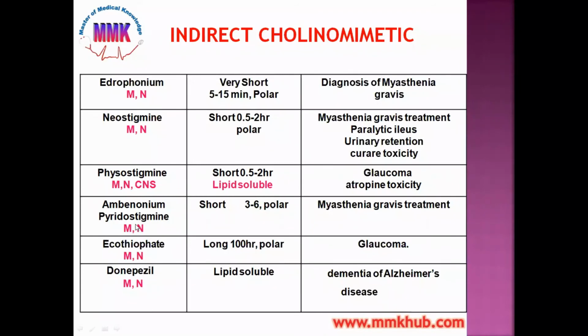Ambenonium and pyridostigmine are also short acting, 3 to 6 hours, and polar, so they are also used for myasthenia gravis treatment. Ecothiophate is very long acting and polar, so it can be used in glaucoma. And donepezil is lipid soluble, hence it is used in Alzheimer's disease.